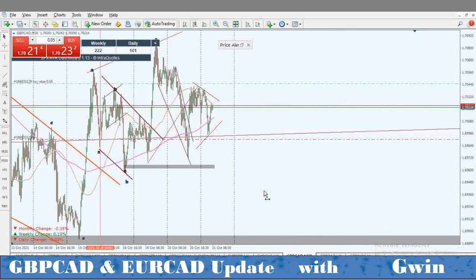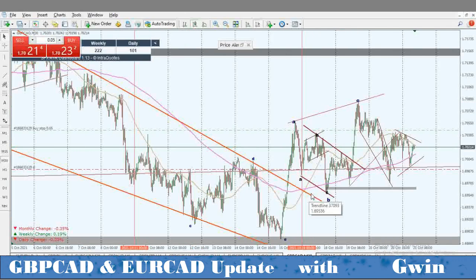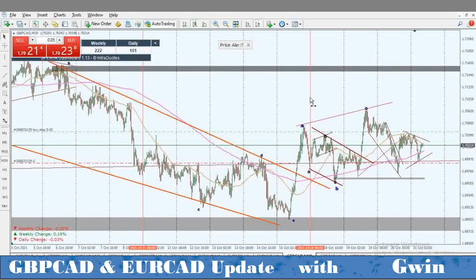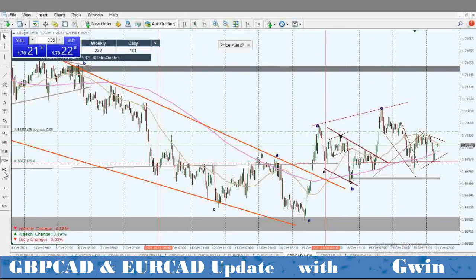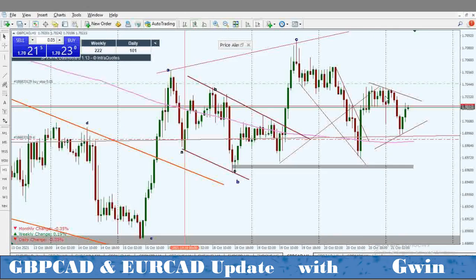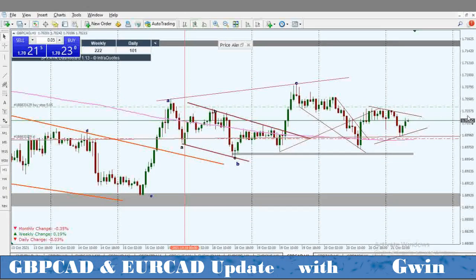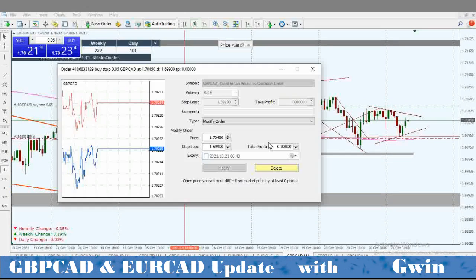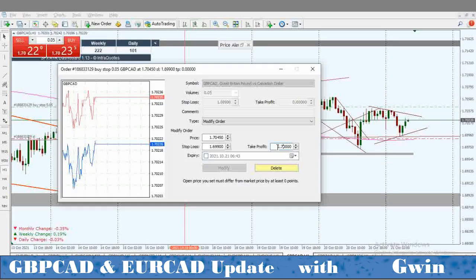Well, we have that. So we're going to target, as always, the B leg, because this was A contraction here, B, C here, D, and then E. So we're going to target this point here, 1.7150. So we're going to do that.